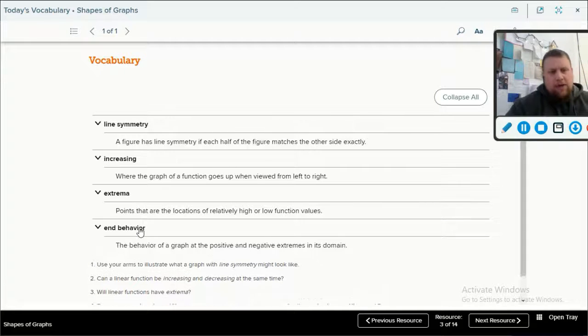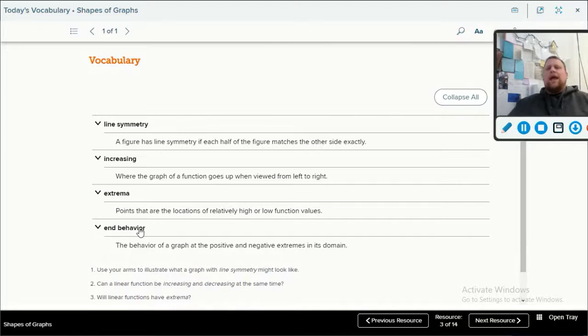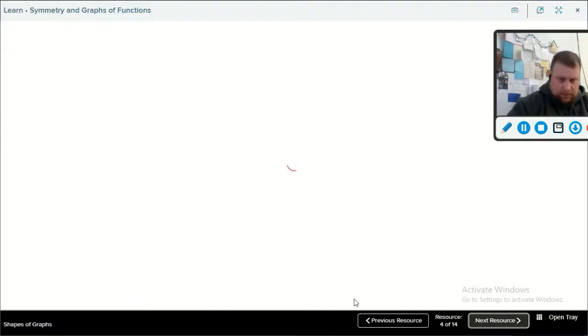And end behavior. End behavior is not just looking at the left side of the graph. It is looking at both what the function is doing at the right, and what the function is doing at the left. So it's saying at both ends of the function, what is happening. We're looking at the behavior of the graph. Okay, write those down. Let's roll.